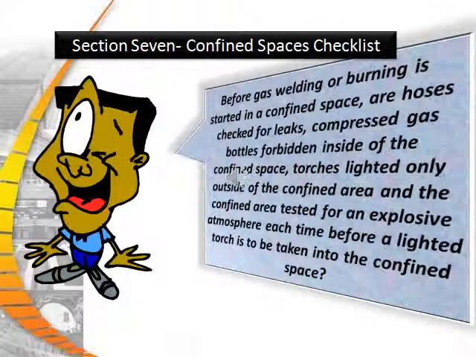Before gas welding or burning is started in a confined space, are hoses checked for leaks, compressed gas bottles forbidden inside a confined space, torches lighted only outside the confined area, and the confined area tested for explosive atmospheres each time before a lighted torch is taken into the confined space?